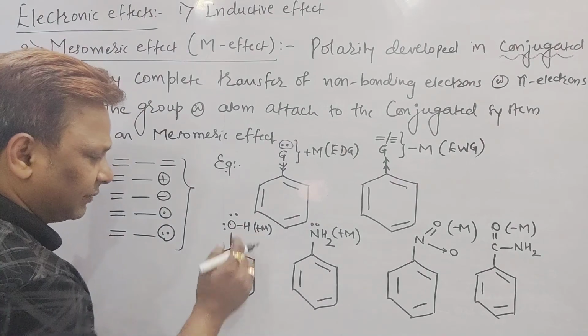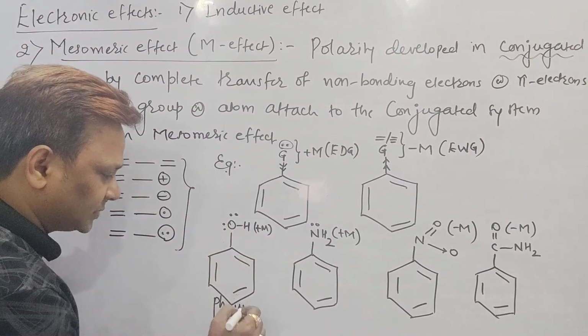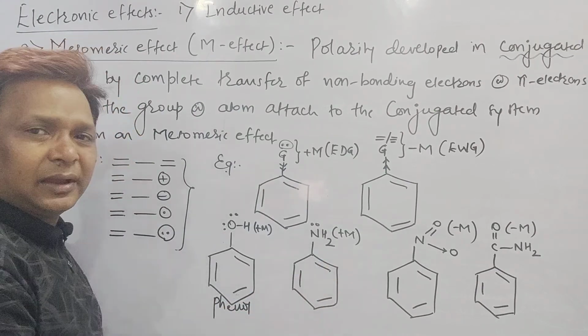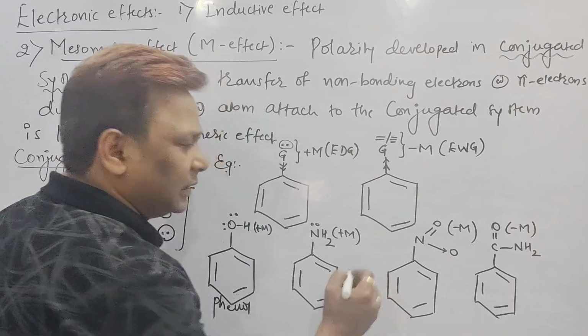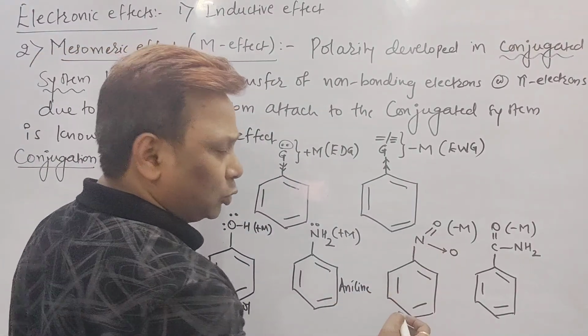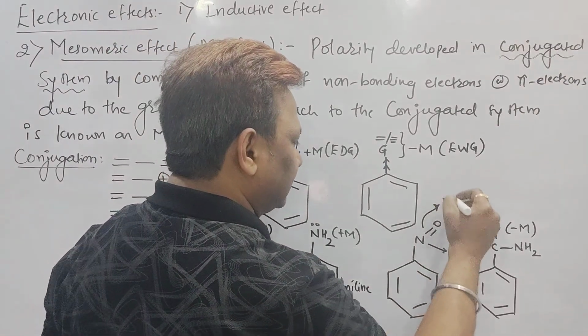Example, this benzene ring having an OH group, it will be called as what? Yes sir, it will be called phenol. Benzene ring having an NH2 group, it will be called as what? Sir, it will be called aniline. Benzene ring having an NO2 group, it will be called as what? It will be called nitrobenzene.